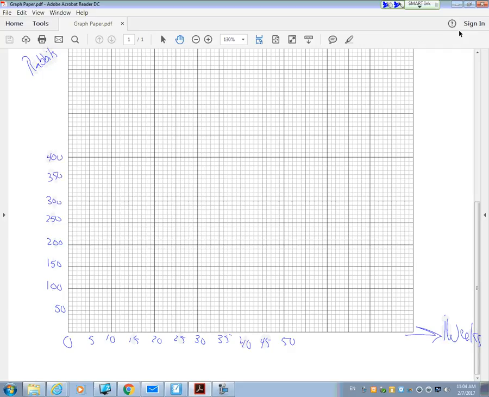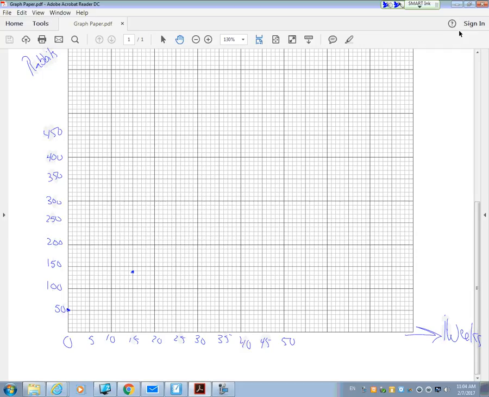381 is a number I know, so I want to go a little bit higher than that, so let's go to 450 for now. What do we know? We know at 0 weeks there were 50 rabbits, so I can make that dot for sure. I also know that at 15 weeks we're up to 138. 15 and 138. We're going to have to estimate a little bit, that's okay.